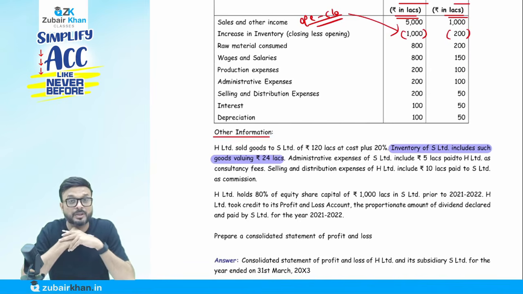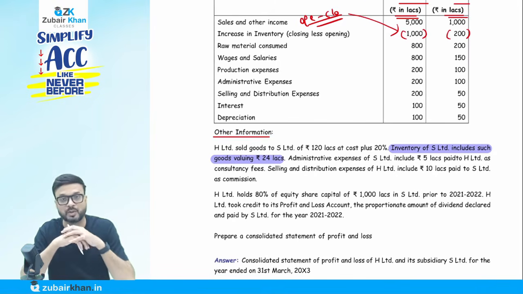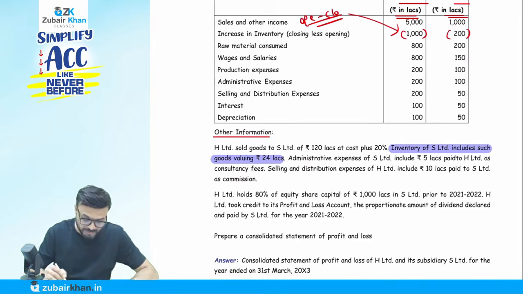Now H Limited holds 80% of the equity share capital of rupees 1000 lakhs in S Limited prior to 2021-22. H Limited took credit to its profit and loss account the proportionate amount of dividend declared and paid by S Limited for the year 21-22. I will come to that. Now very simple, first we have to merge it. So how much income do we have here?